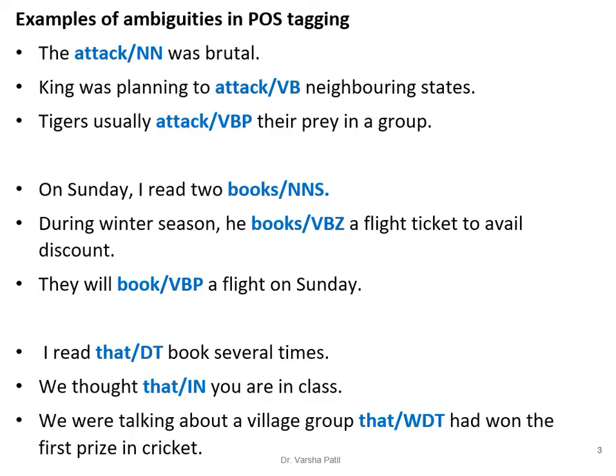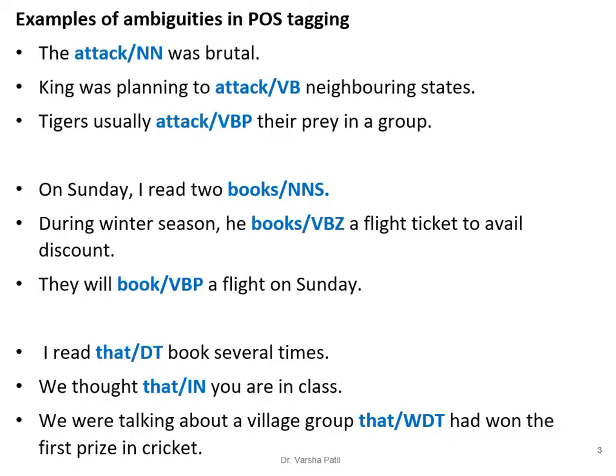Now see the next three statements. On Sunday I read 2 books. Now here books acts as a plural noun. During winter season he books a flight ticket to avail the discount. Here it is a third person verb in present tense. They will book a flight on Sunday. Here the book will work as a verb and it will represent a non-third person verb in present tense.